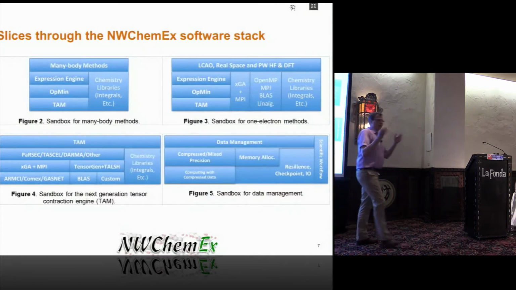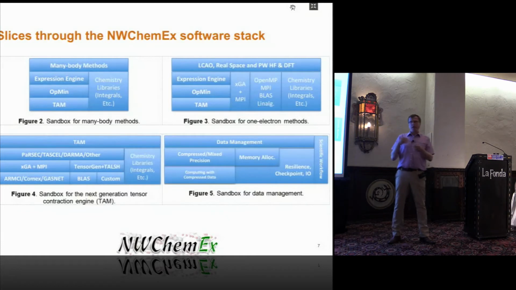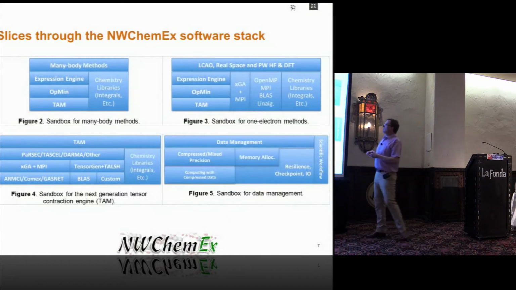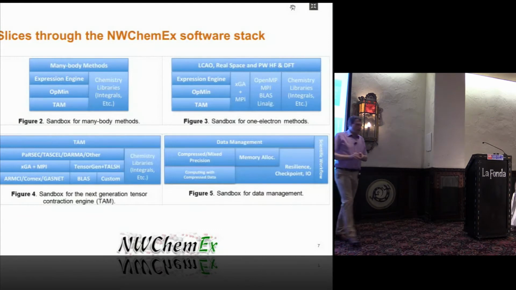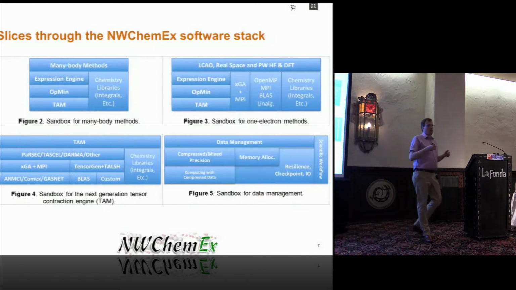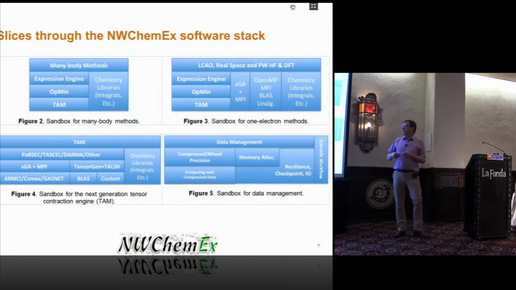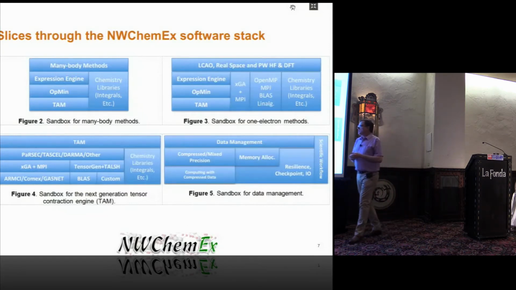This is some slices through our software stack. It's complicated and evolving. Basically, LCAO, the linear combination of atomic orbitals approximation that I mentioned here, is built on this stack here. TAMM down here is a tensor library for many-body methods, and it's our main tool.